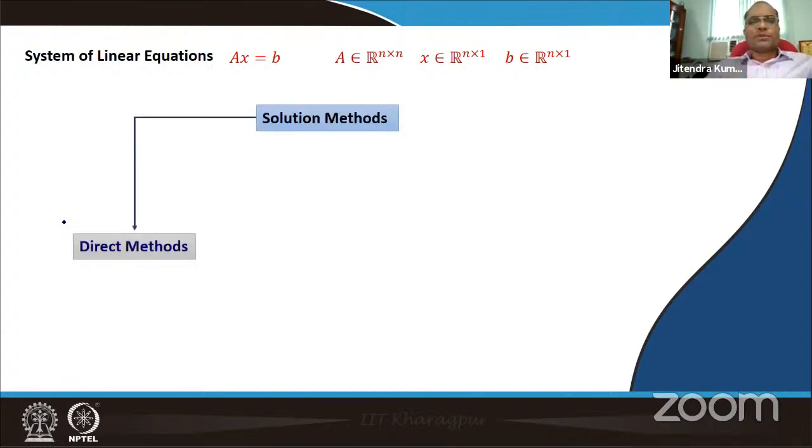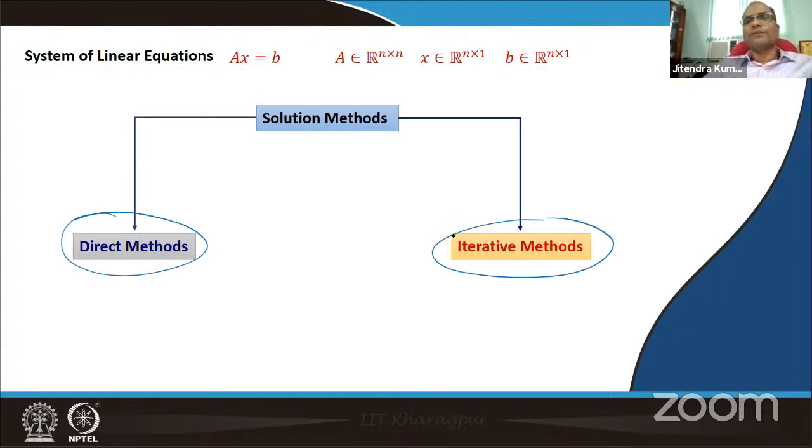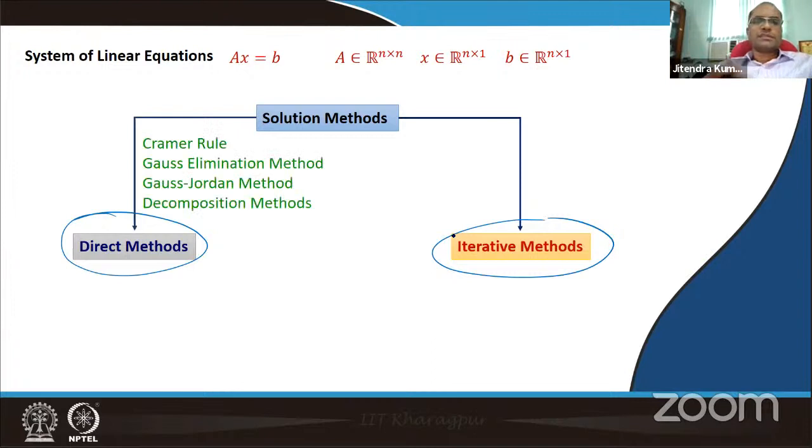If we talk about the solution methods, there are basically two distinct approaches. One is the so-called direct methods, the other one what we call the iterative methods. So what are these direct methods? Let me just name a few and then you will get the idea, and we will also talk briefly about their merits and properties.